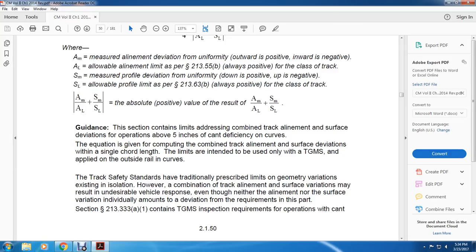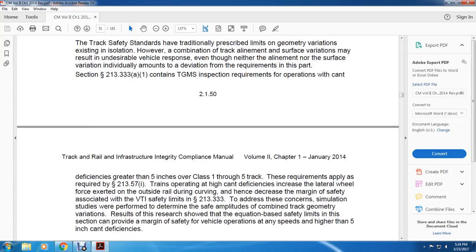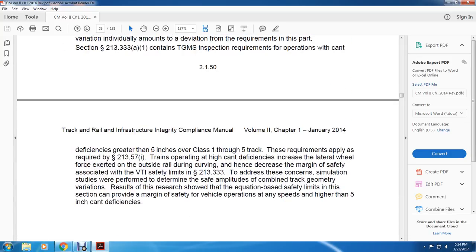Section 213.333A contains the track geometry measurement system inspection requirements for operation with cant deficiency greater than 5 inches over the tracks of classes 1 through 5. These requirements apply as required by section 213.57.